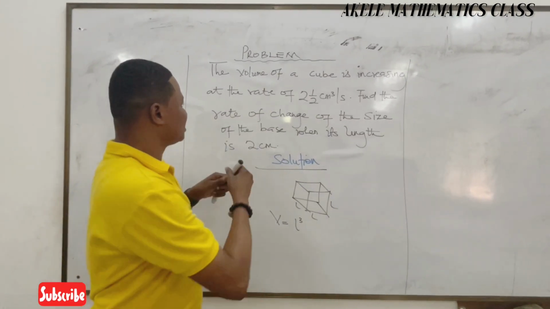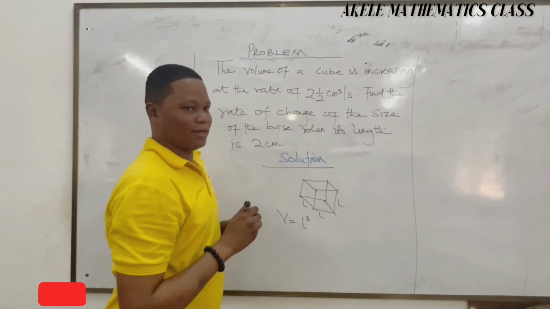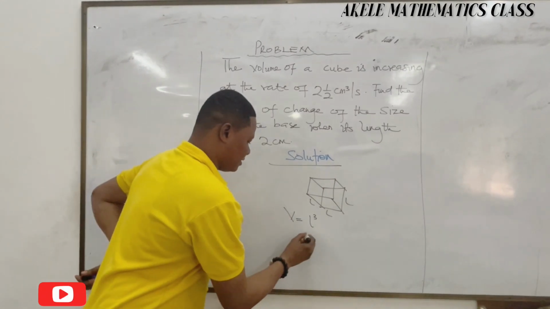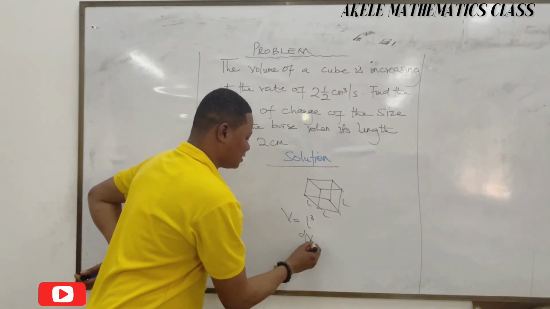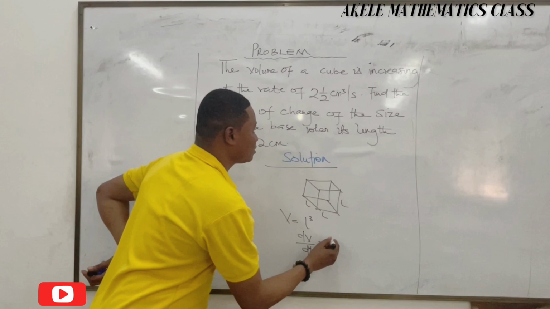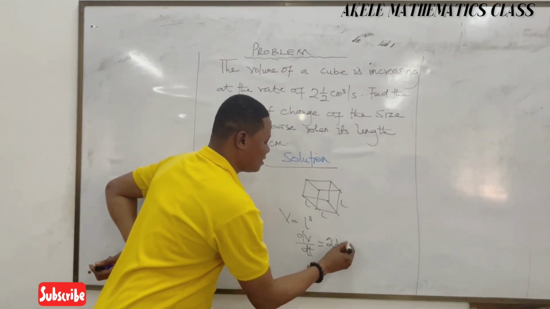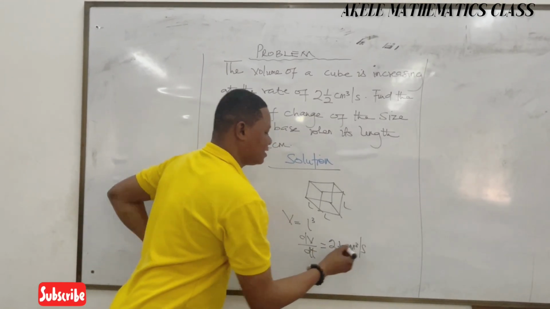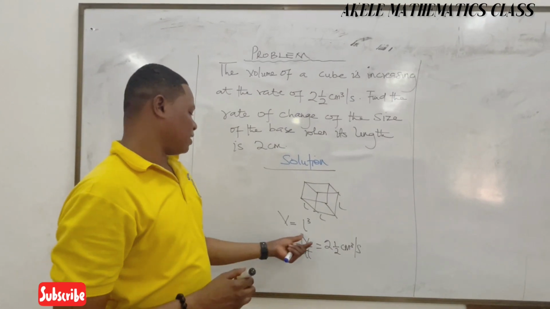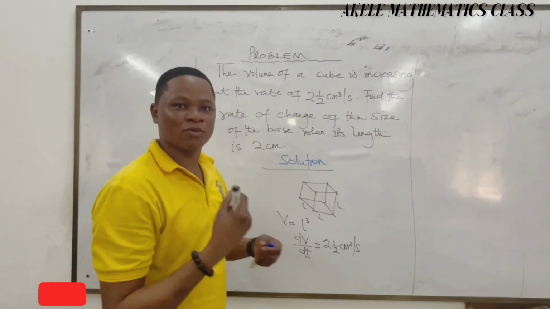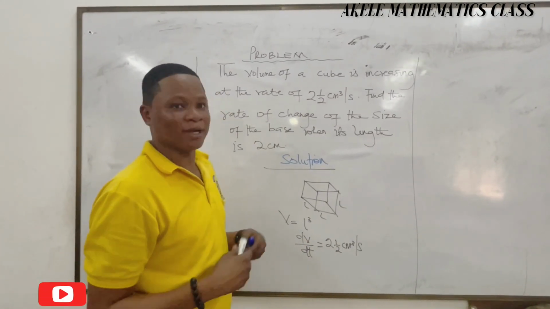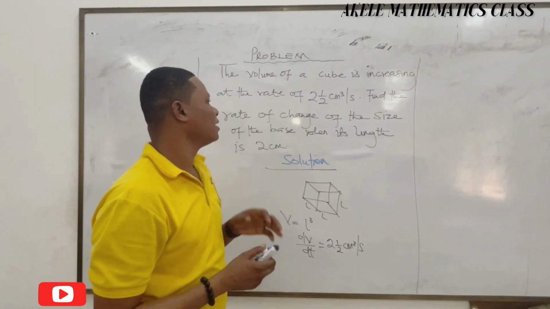Alright, the information given here is what? dV/dt, and that is 2.5 centimeters cubed per second. So that's the rate at which the volume is changing with respect to time. That's what I mean by the rate.